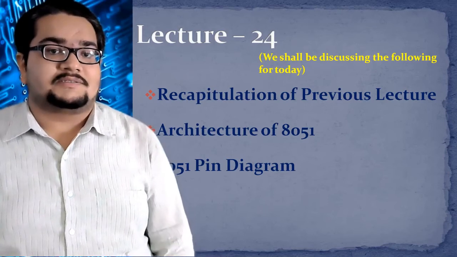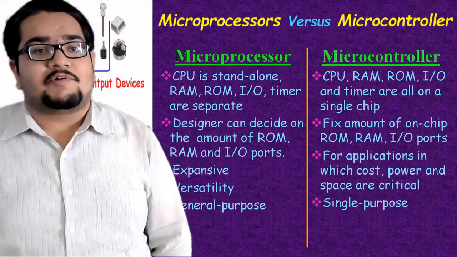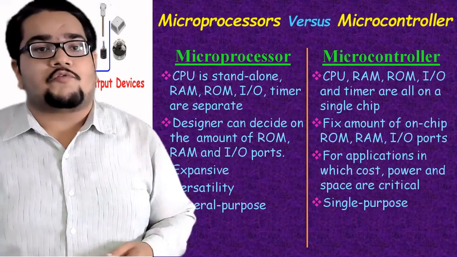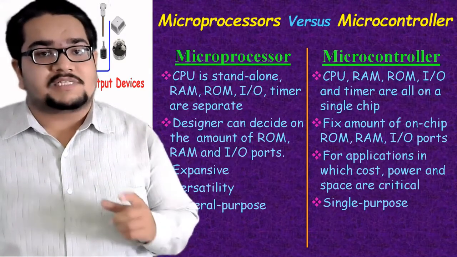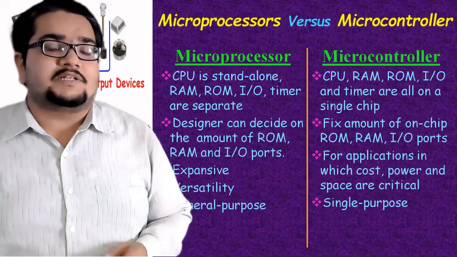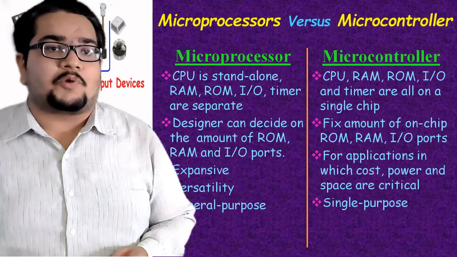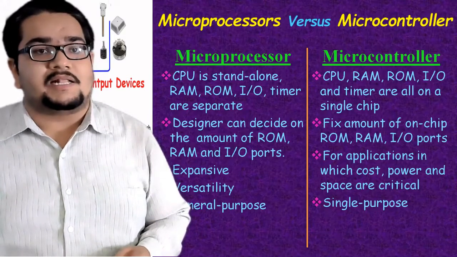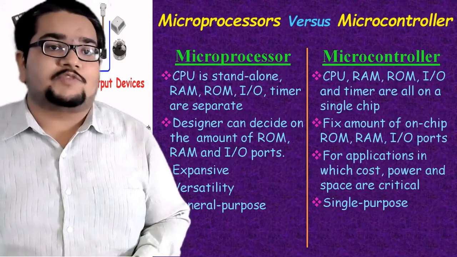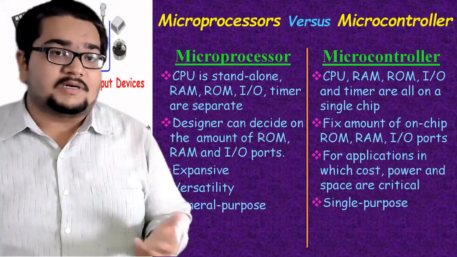So let us start. As I said, we will be talking about a brief overview of a microcontroller, specifically the 8051. We shall start by comparing the microprocessor with the microcontroller. In unit 1, we checked out the 8086 microprocessor in complete detail. We must see how exactly this microcontroller is different from the microprocessor.